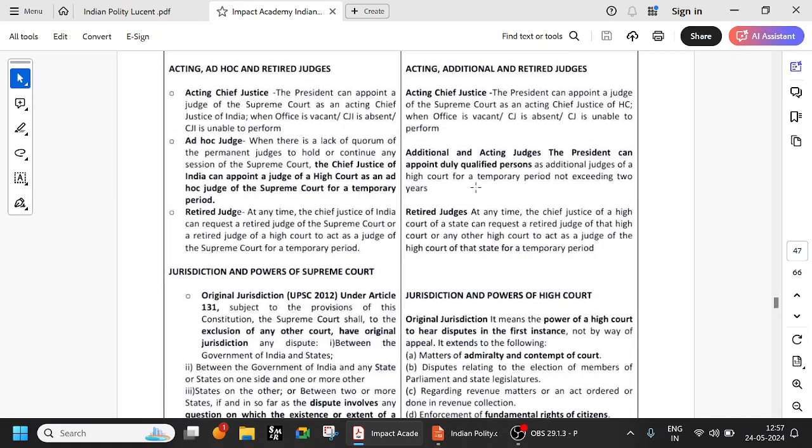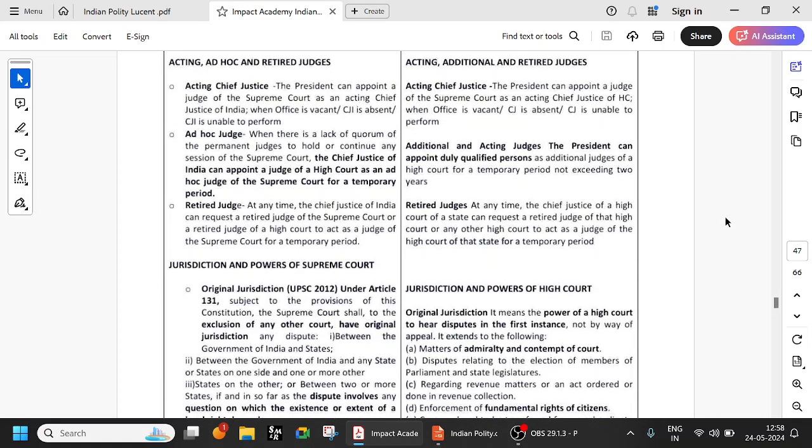Additional and acting judges: the President can appoint duly qualified persons as additional judges of a High Court for a temporary period not exceeding 2 years. In this case, he can appoint a judge of a High Court, so from the High Court you can make him a Supreme Court judge temporarily. Any duly qualified persons. Retired judges: at any time, the Chief Justice of a High Court can request a retired judge of the High Court or any other High Court to act as a judge of the High Court for a temporary period. So even retired judges, you can bring them back to act as judges.